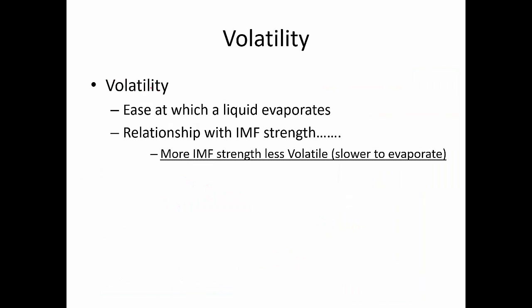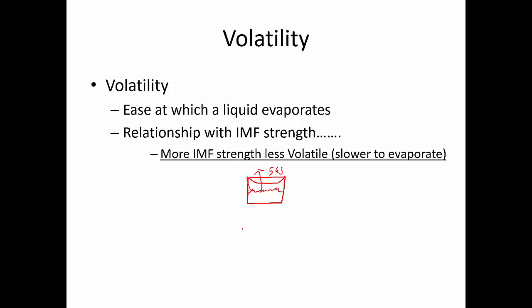Volatility is the ease at which liquids evaporate, a relationship between IMFs and their strength of holding together. If you have a container of liquid, how easily does that liquid want to become a gas? That is the idea of volatility. The stronger the IMFs, the less it wants to evaporate or become a gas.